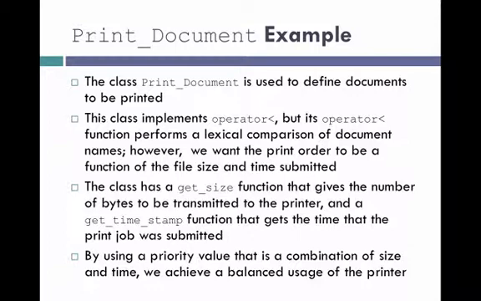So the class has a getSize function that gives a number of bytes to be transmitted to the printer, and a getTimestamp that gets the time that the print job was submitted. So by using a priority value that's a combination of size and time, we achieve a balanced usage of the printer.